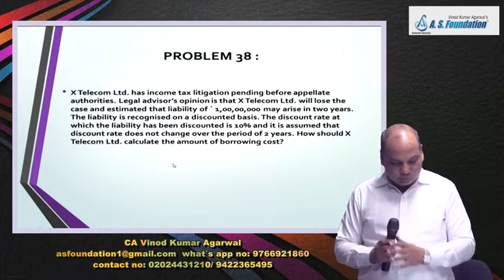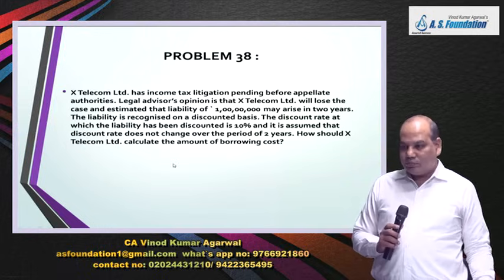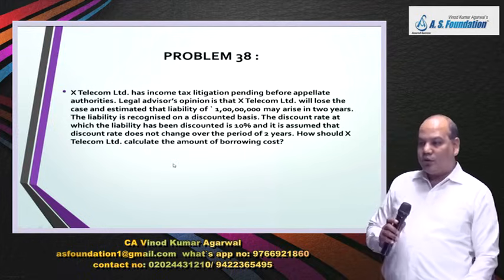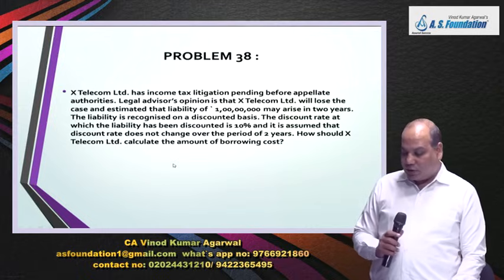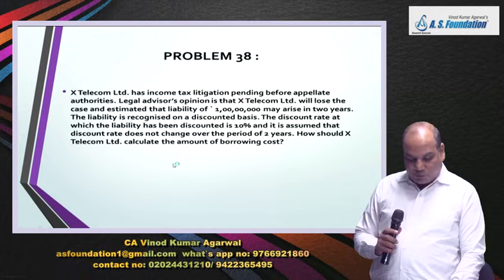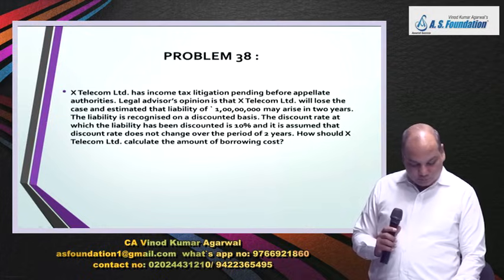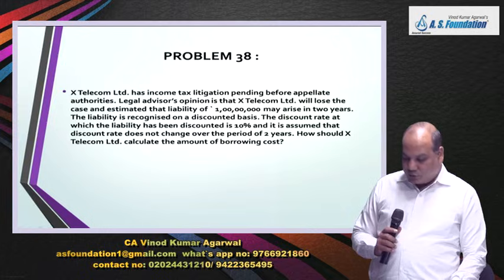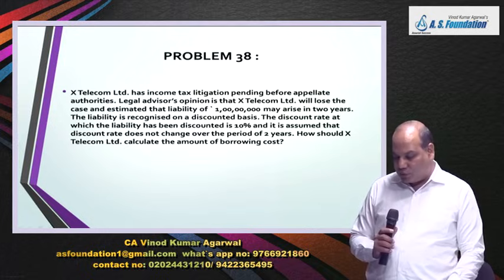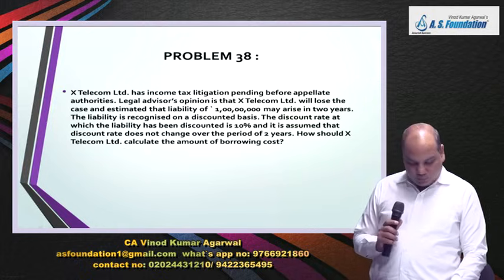Okay, one more question. X Telecom Limited has income tax litigation pending before appellate authorities. The legal advisor's opinion is that X Telecom Limited would lose the case and estimated that a liability of rupees 1 crore may arise in 2 years. The liability is recognized on a discounted basis. The discount rate at which the liability has been discounted is 10%, and it is assumed that the discount rate does not change over the period of 2 years. How should X Limited calculate the amount of borrowing cost?